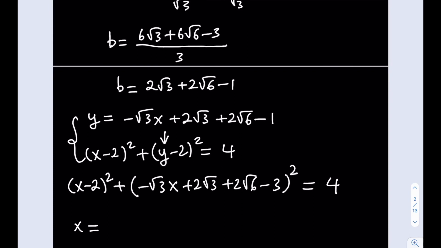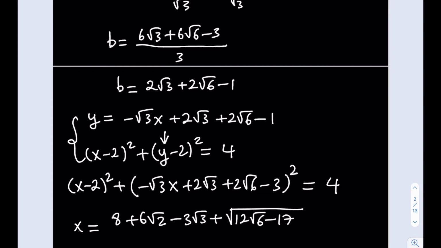So the valid solution to this equation is going to be x equals 8 plus 6 root 2 minus 3 root 3 plus the square root of 12 root 6 minus 17, all over 4. Okay, so that's going to be our x value. Isn't that nice? Beautiful, right? Well, if you don't trust this, you can go ahead and check it for yourself.